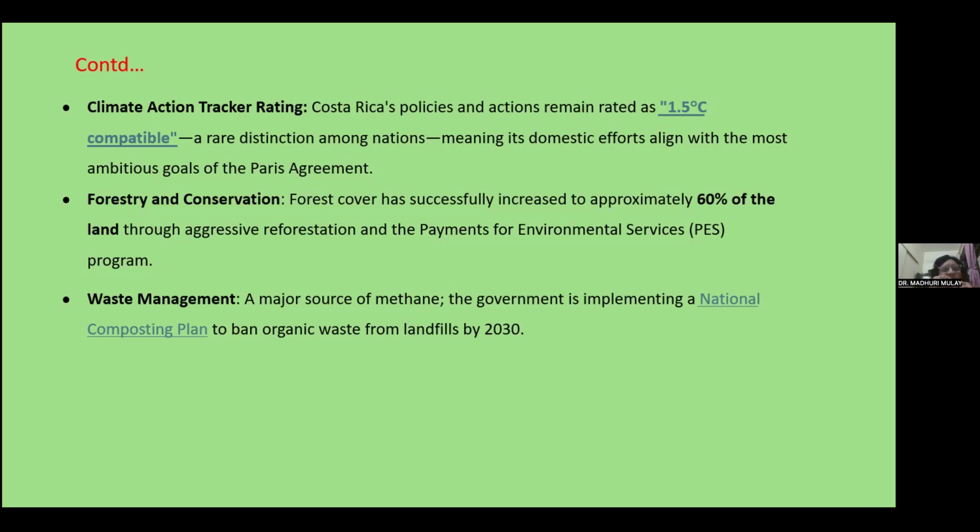Forestry and conservation: forest cover has successfully increased to approximately 60% of the land through aggressive reforestation and the payments for environmental services program. And third, waste management, a major source of methane. The government is implementing a national composting plan to ban organic waste from landfills by 2030.